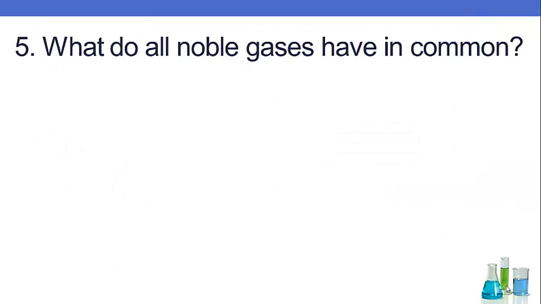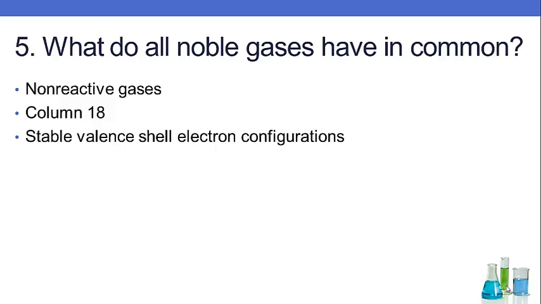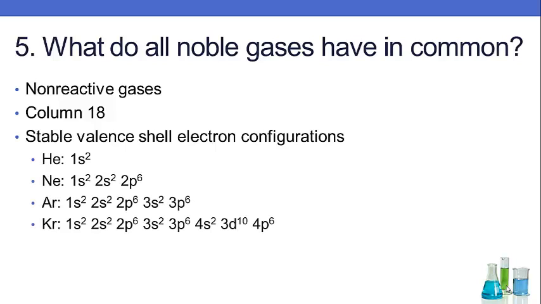Number 5, what do the noble gases have in common? They're all non-reactive gases, and they're all in column 18, but what makes them so similar has to do with the electron configuration. So all of the noble gases have a stable valence shell electron configuration. So for helium, the first energy level can only ever hold 2 electrons. So helium has a stable electron configuration because its outermost energy level, the first energy level, is full. It has 2 valence electrons.